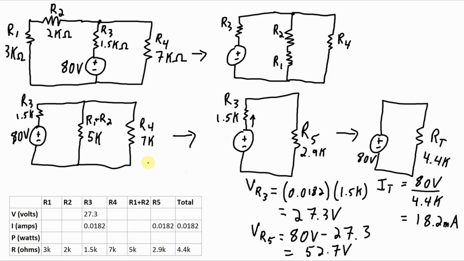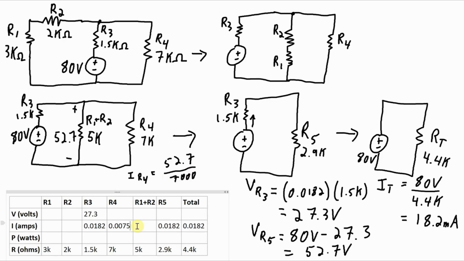All right, going back a step, converting R5 back into R1 plus R2 in parallel with R4, the voltage across this part of the circuit is that 52.7 that I just calculated. So if I have 52.7 volts across R4, I can calculate IR4. And that equals the value here that I'm going to put in the table. Voltage of R4, 52.7. R1 plus R2, also 52.7.